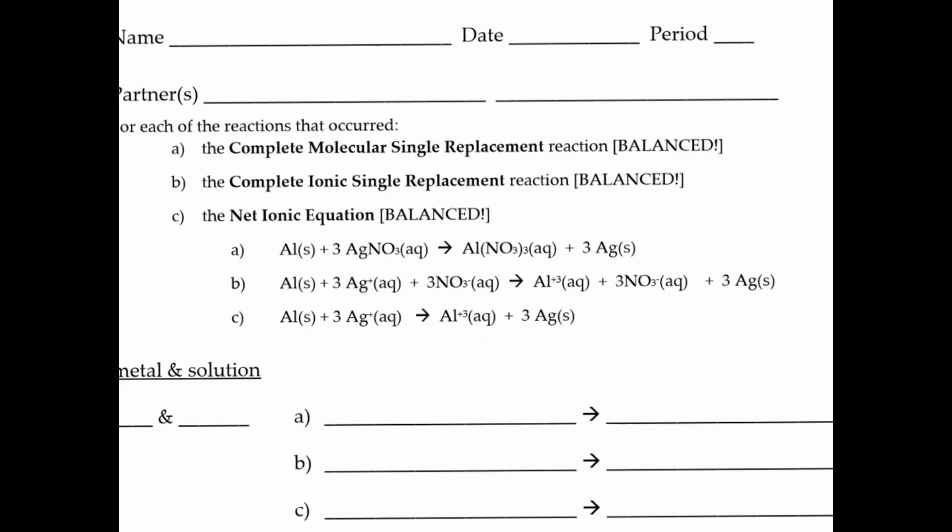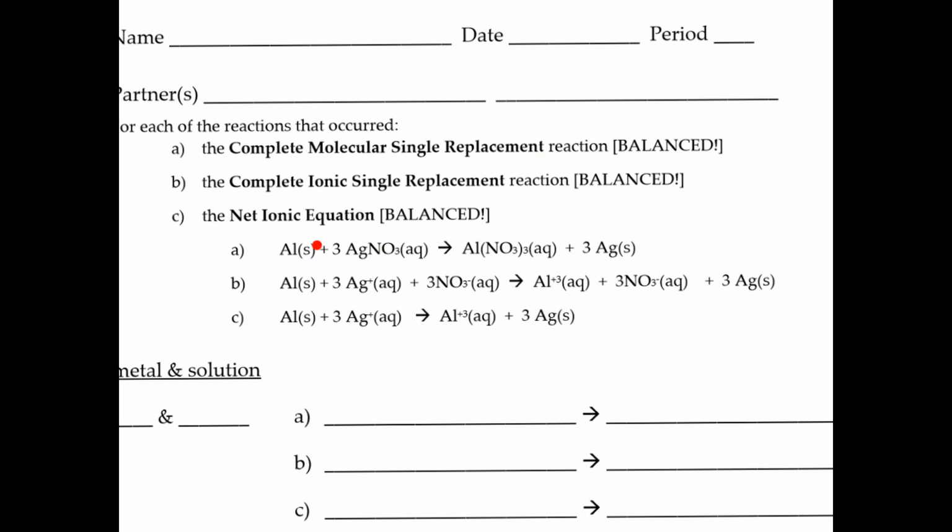Lastly, we're going to learn how to write three types of equations, which we were exposed to before. The complete molecular single replacement, which is the regular single replacement we learned how to write, and the complete ionic, which is a new one for us, and then the net ionic, which we've heard of before with the double replacement. So with the complete molecular single replacement, we write it as we learned before.